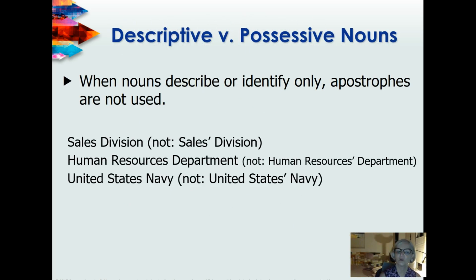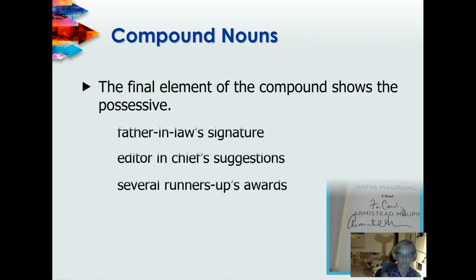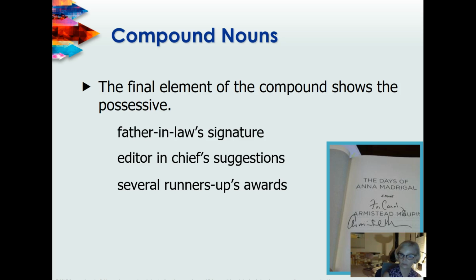And what about identity? So that's a little bit tricky. The way I remember it, if we have anything that basically is the name of something, like sales or human resources or United States Navy, then it doesn't get any kind of possessive. What about compound nouns? Again, here we have the famous father-in-law or the daughter-in-law.